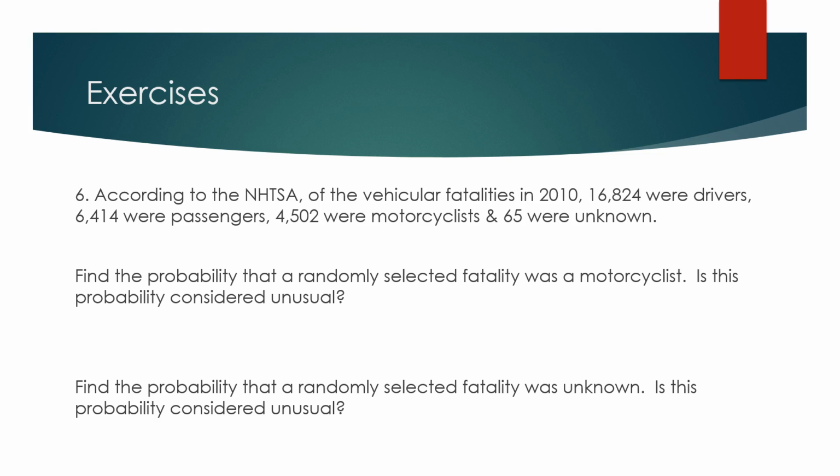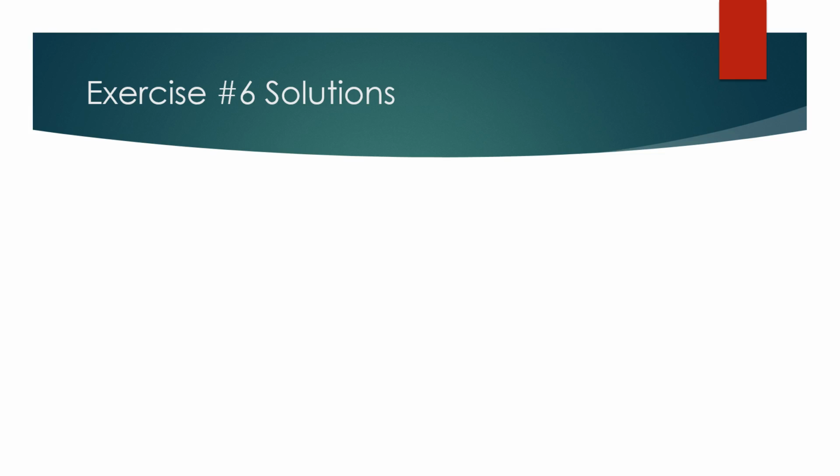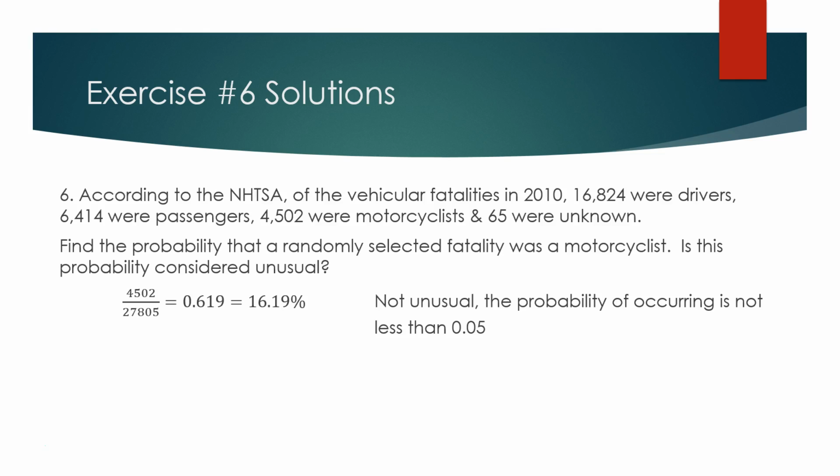So find the probability that a randomly selected fatality was a motorcyclist. Is this probability considered unusual? So one thing I recommend to think about is part over whole. In this case, the part is how many qualify, which would be 4,502 motorcyclists. And then the total is if you add up every single person that is possible here. So it was 4,502 out of a total of 27,805. So this is a 0.619 probability.